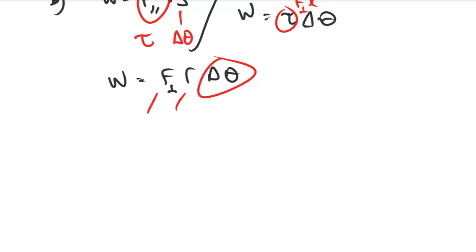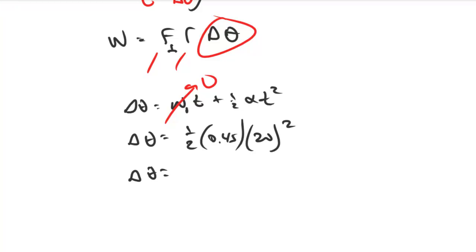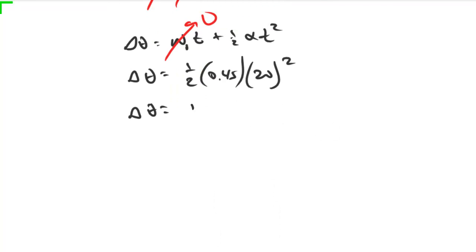And so we can get delta theta equals omega naught t plus 1/2 alpha t squared from kinematics. It starts out at rest, so that's not so bad. And delta theta is 1/2 of 0.45 times 20 squared, and then delta theta comes out to 90 radians.